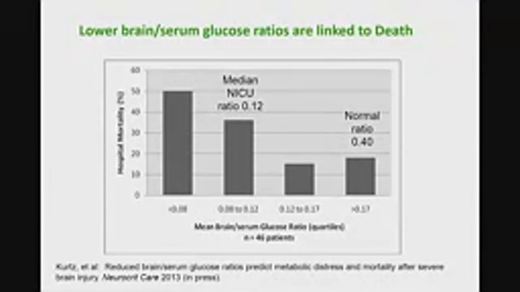And from a practical point of view, managing coma patients with microdialysis allows us to optimize the way we manage glucose with our insulin drips, to make sure that we're getting enough glucose into the brain and not triggering metabolic crisis in the brain.